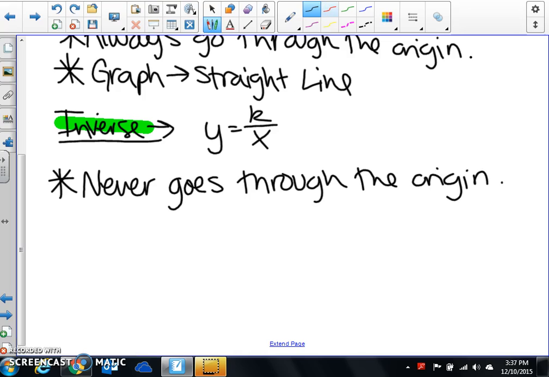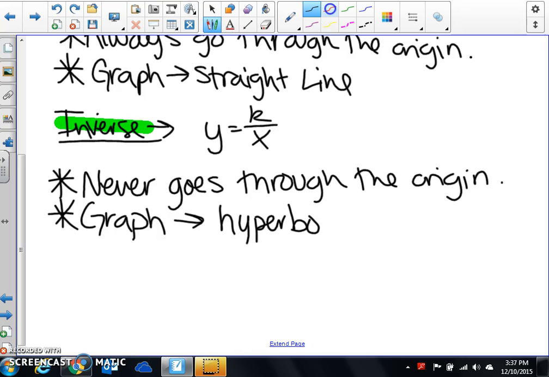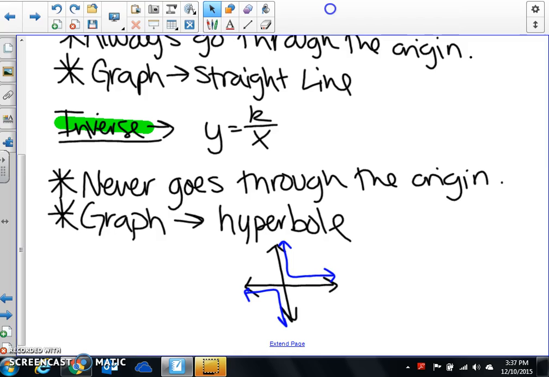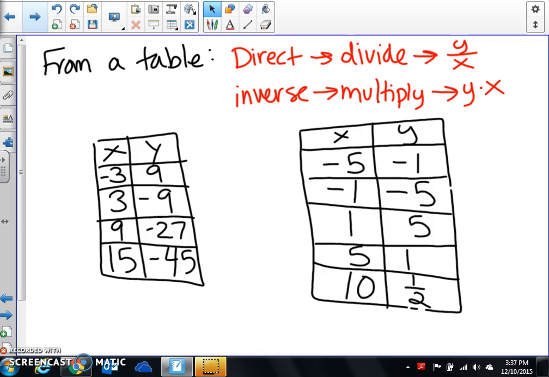Also, its graph is a hyperbola. This is what a hyperbola looks like. First of all, you're never going to be asked to straight up graph it, but you do need to be able to recognize it. So it looks like this and like this. It does opposite quadrants, and then it gets really close to the origin, but never intersects it. Okay?